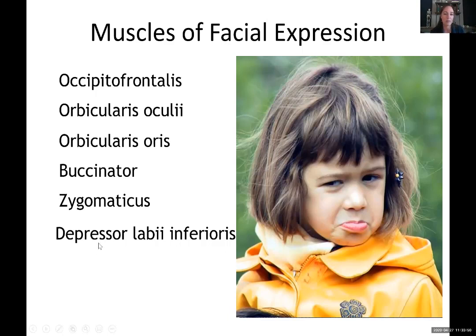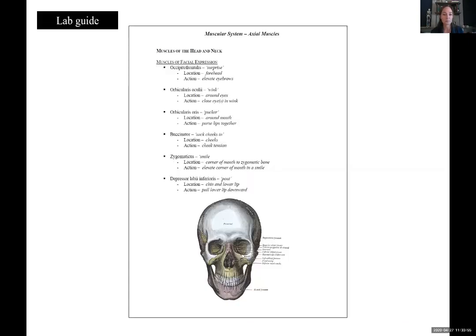This is just the only one I've picked for you to know for our facial expression ones. So this is from our lab guide that you have posted on Canvas. This just shows the list, so we've got them all there. I kind of try to say occipitofrontalis, that's our surprise look. The action would be elevate eyebrows, because the muscle's there on your forehead and lifting up.